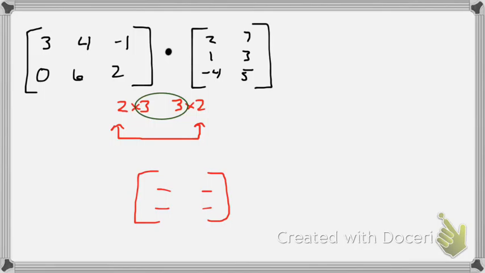So the inside numbers have to match for it to work. And the outside numbers, if it works, tell you the dimensions of the matrix. So our answer in this case would be 2 by 2. Okay? So this is the second hurdle we have to clear before we even get to multiplying matrices.